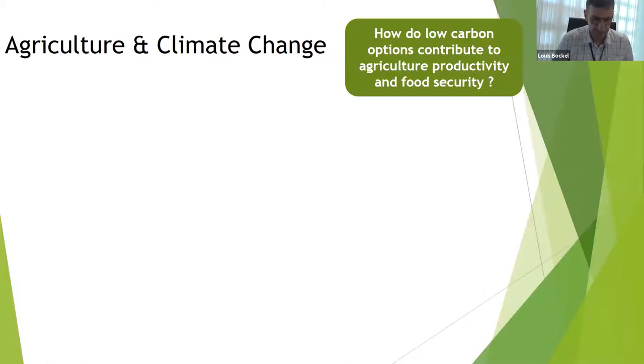So somewhere we see that we have a quite negative element here, but there is a way to turn this positively. We can look at how low carbon options contribute to agriculture productivity and food security.